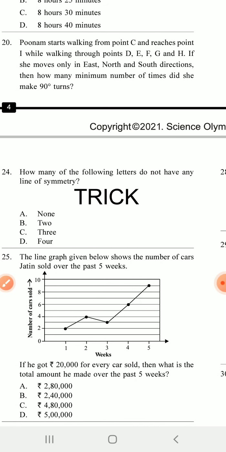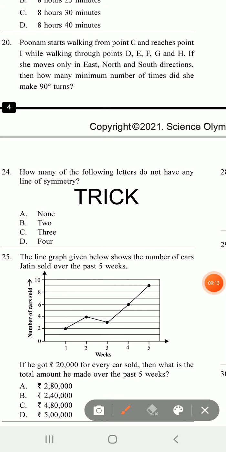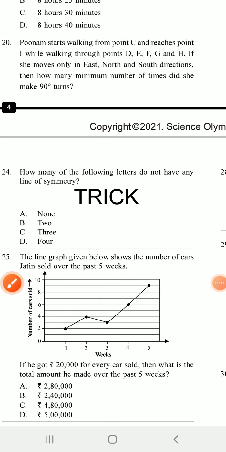How many of the following letters do not have any line of symmetry? Line of symmetry, 24. So 24, B is the answer. There are two letters which have no line of symmetry. Which are the two letters? R and, I think, C.